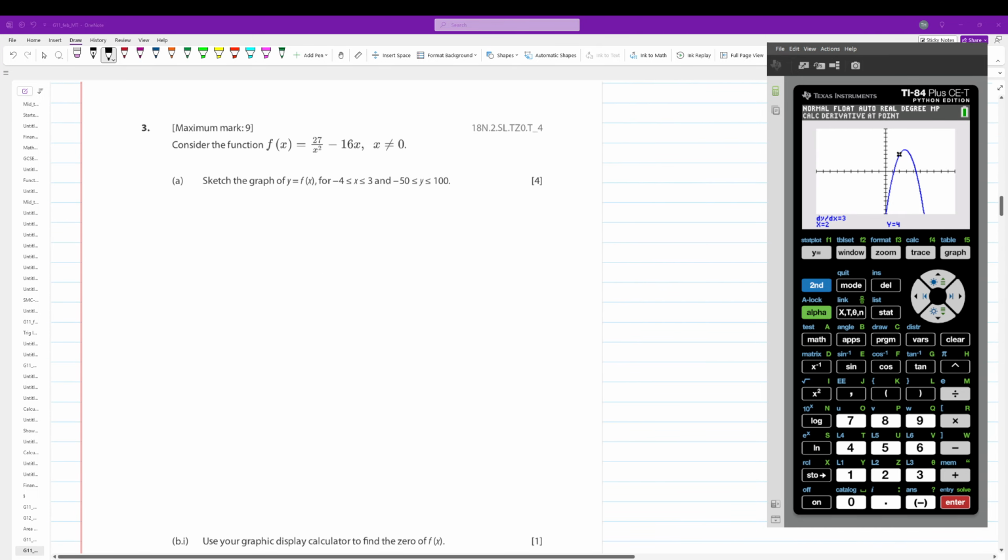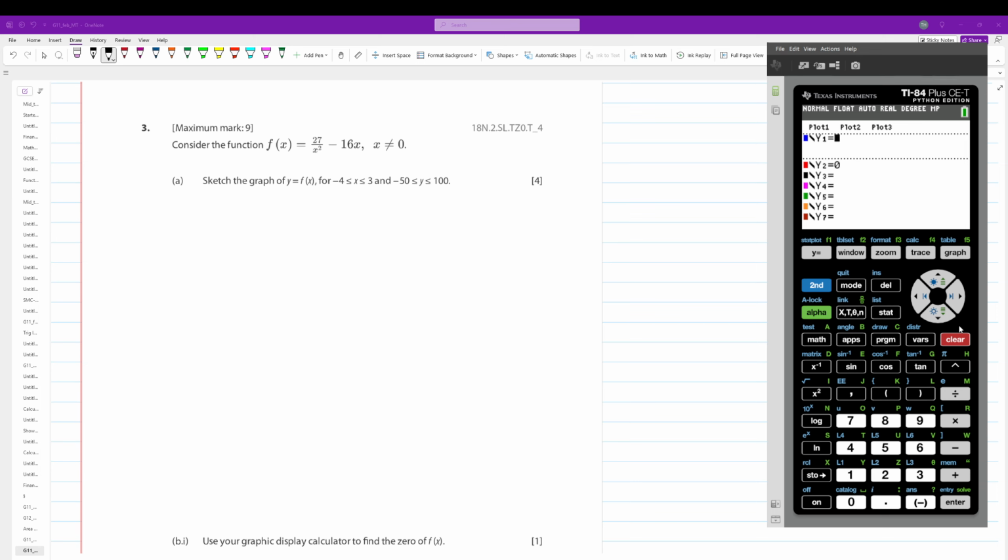Okay. Sketching question. Lovely. More calculator use. We're going to do this straight away. We're just going to copy this straight into our calculators. We've been given a function to sketch and a domain and a range in which to sketch it. There we go. So we've got, consider the function 27 over x squared minus 16x. Sketch the graph of y is equal to f of x for negative 4, 3, negative 50 to 100.